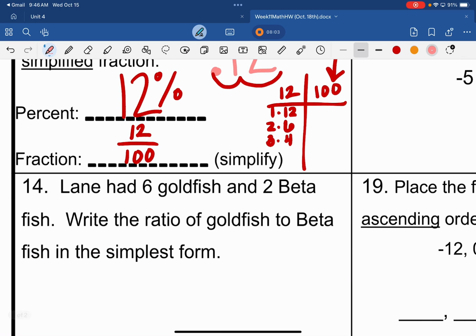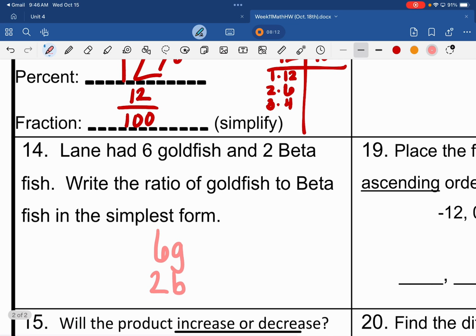Okay, Lane had 6 goldfish and 2 betta fish. Write the ratio in simplest form. So there's the ratio. You have to simplify it. If you haven't had class yet today, then that would sound crazy, but if you have had it, it won't.